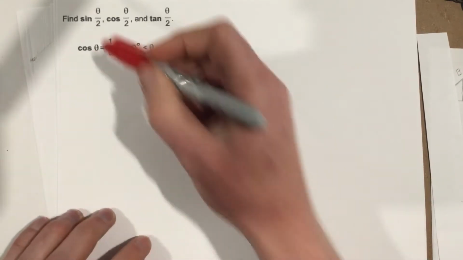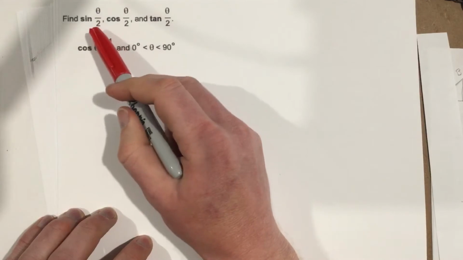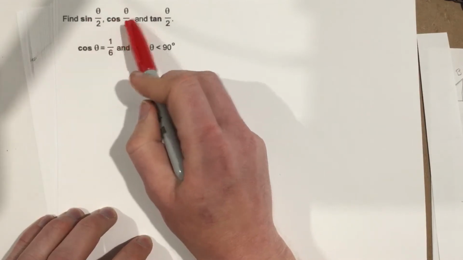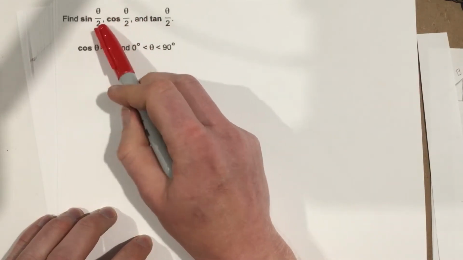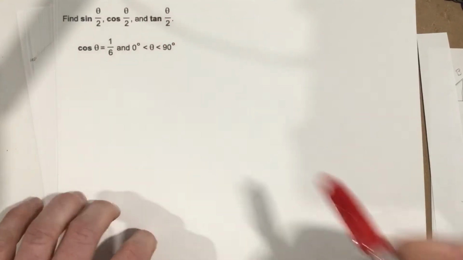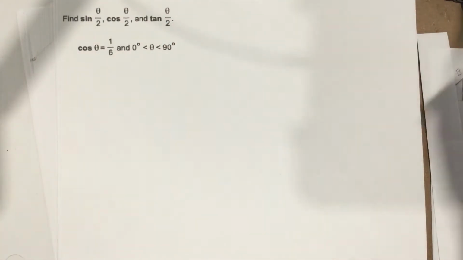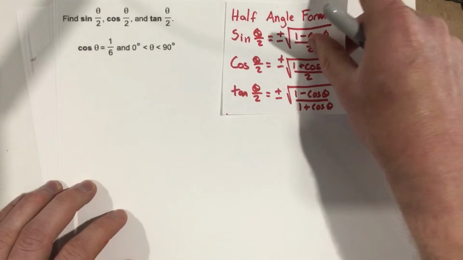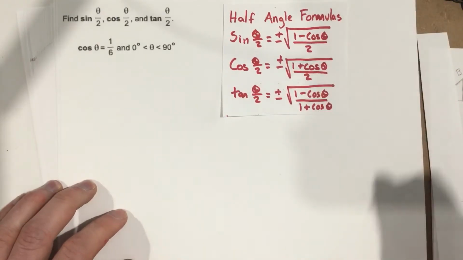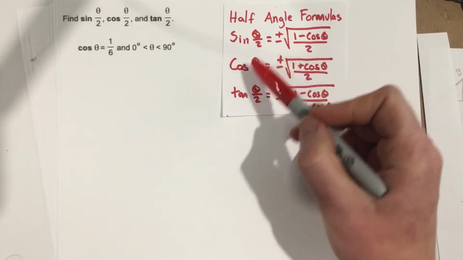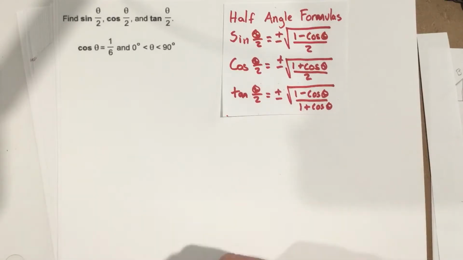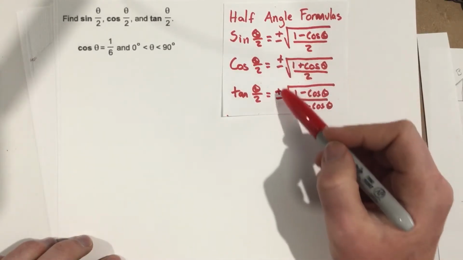Now, this is a different formula. Before we had double angle, we had 2 theta for each of these. Now we have half angle formulas. So I'm going to introduce some different forms right up here. Our half angle formulas: sine theta over 2, cosine theta over 2, and tangent theta over 2. The plus and minus just deal with which quadrant you're in.